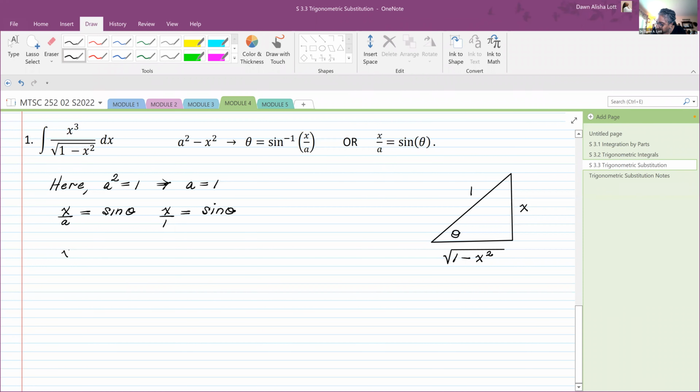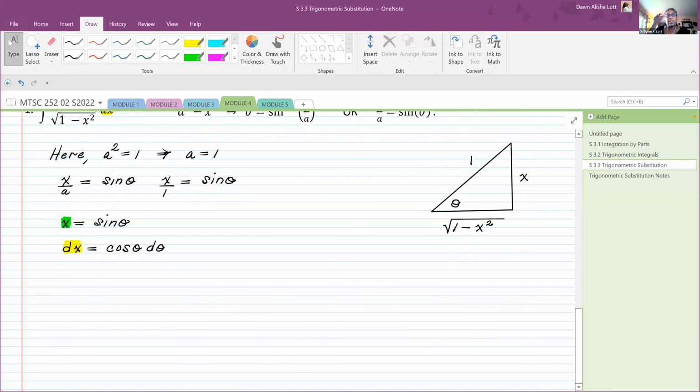All righty, so we have x is now equal to the sine of theta. So that takes care of this x. Next, I need dx. Okay, so dx is the cosine of theta d theta. So now I have my dx taken care of. And so the only thing I need left inside this integral is the square root of 1 minus x squared. So let's find that.